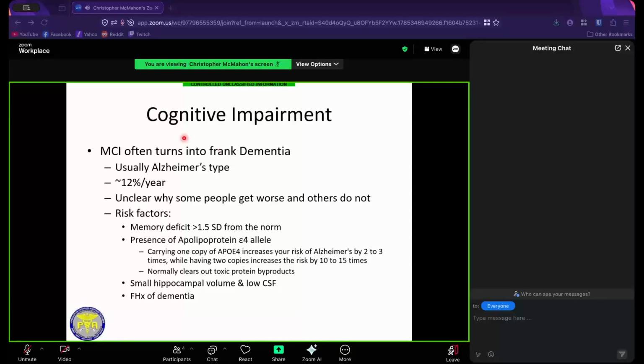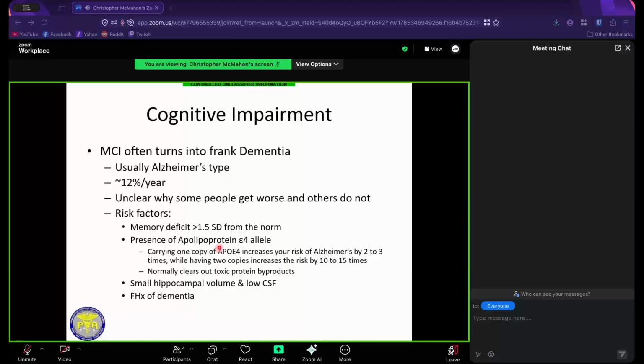All right. MCI often turns into frank dementia, frank meaning true, not the person Frank. Usually it fits into Alzheimer's type, about 12% per year afterwards. Unclear why some people get worse and others don't. But again, number one risk factor, age. Memory deficit, outside of the norm.